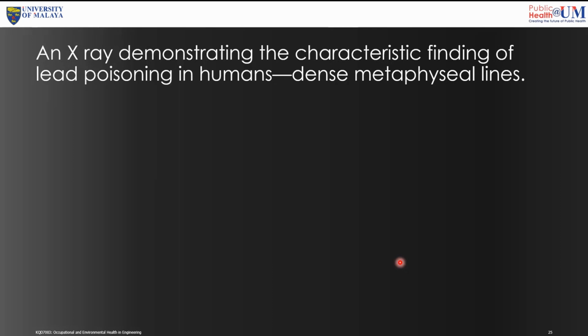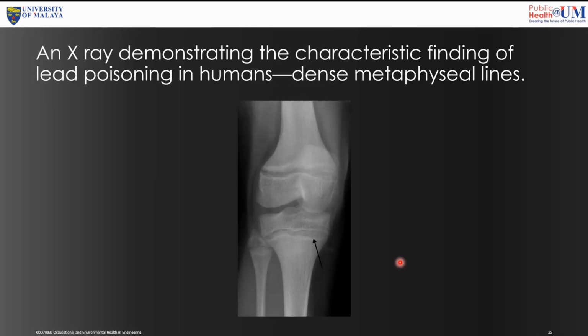All right. This is an X-ray demonstrating the characteristic findings of lead poisoning in humans. This is a dense metaphyseal line. This is a young child exposed to lead, and because the bone is still forming, you get the metaphyseal line, where the bone does not fuse, and then you have problems in bone growth. So it shows the X-ray of a younger person who has been exposed to lead.